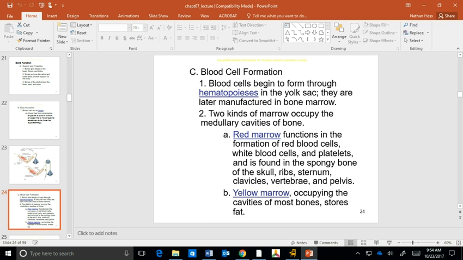And the yellow marrow, what does that do? Stores fat. So if you remember that picture at the beginning of the long bone, the one you're supposed to know, it doesn't show you red marrow. It just shows yellow marrow, because these long bones mostly have the yellow marrow in them, not the red. The red is located more in those specific areas: skull, ribs, sternum, clavicle, vertebrae, pelvis.